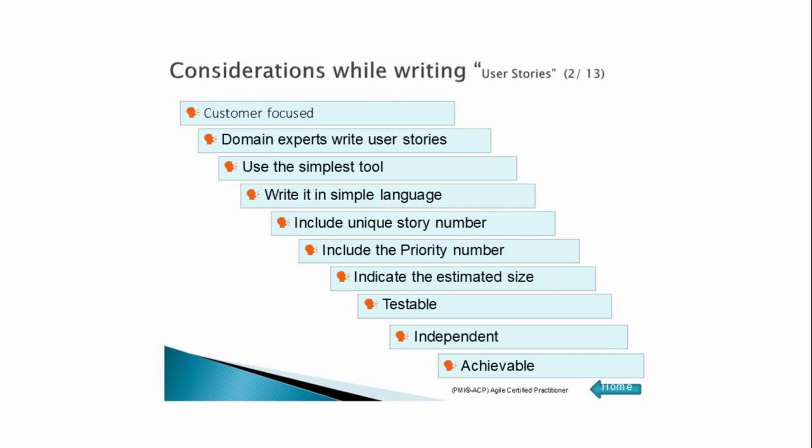The INVEST model outlines criteria for well-defined user stories: independent, negotiable, valuable, estimable, small size, and testable. This model ensures user stories are clear, flexible, and actionable, facilitating effective project management.